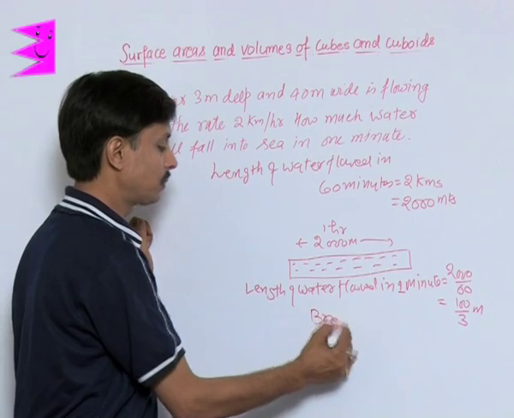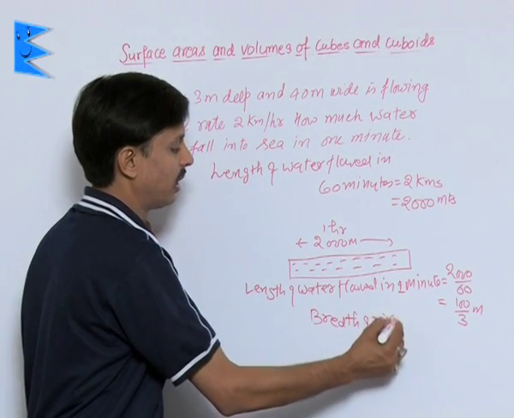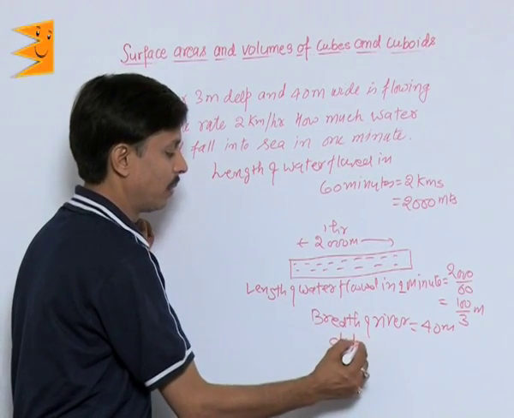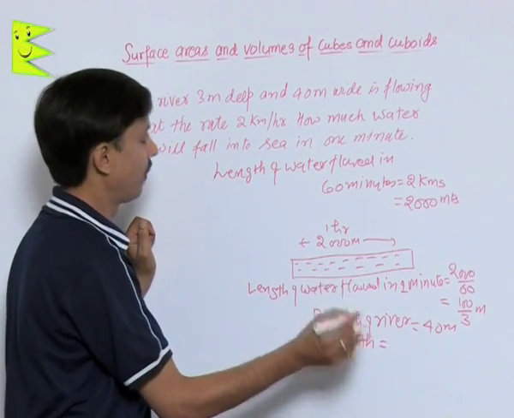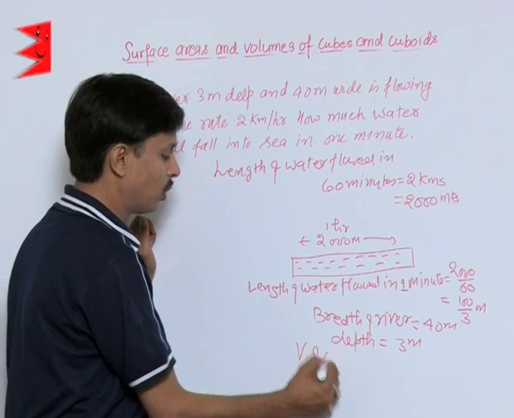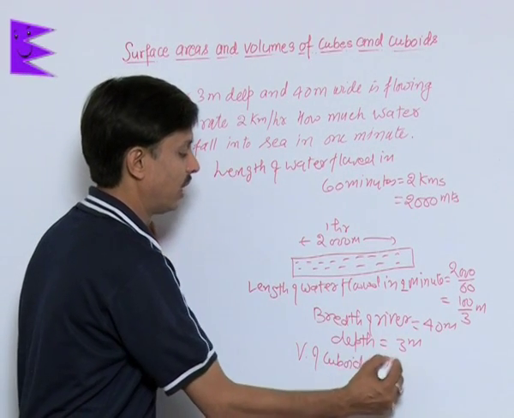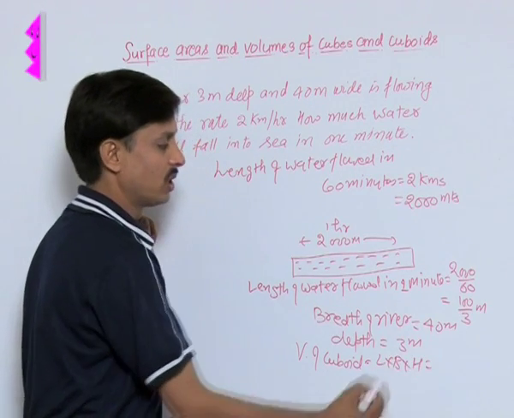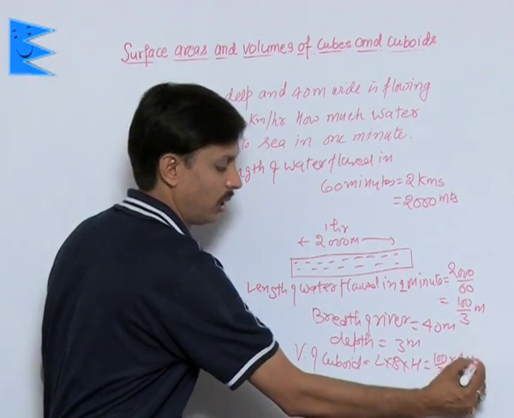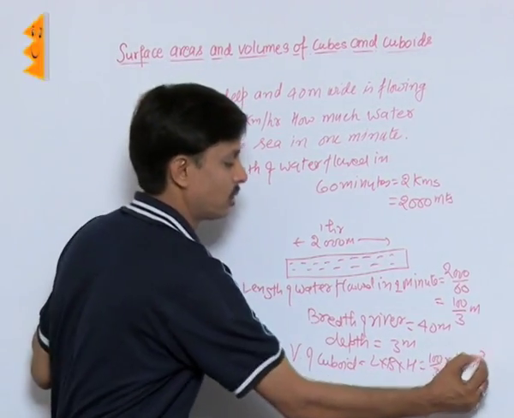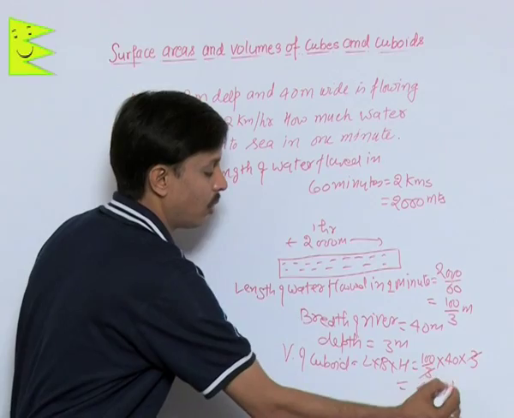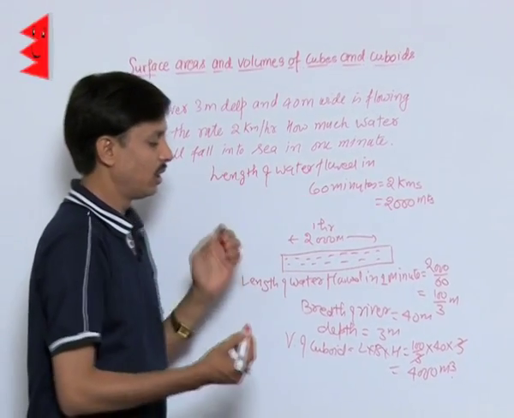Breadth of river is given equal to 40 meter, and depth, which can be considered as the height, if I consider this a cuboid, is 3 meter. So volume of cuboid is given by length into breadth into height, which is coming out to be length 100 upon 3, breadth 40, and the height is 3. So this result, when 3 and 3 get cancelled, comes out to be 4000 meter cube.